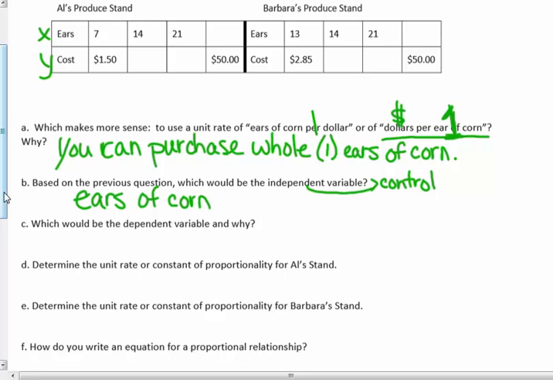Independent. Ears of corn is the independent variable. That's what I can control. Which would be the dependent variable? That would be the cost, because the cost depends on how many ears you buy. If you buy 1, it's $1.50 at Al's. If you buy 10, it would be $11.50. Cost depends on the number of ears of corn.